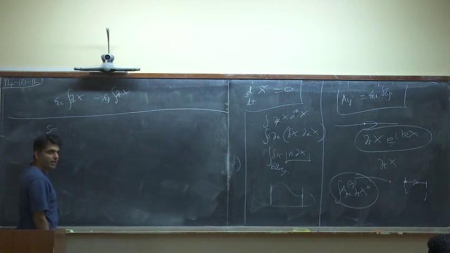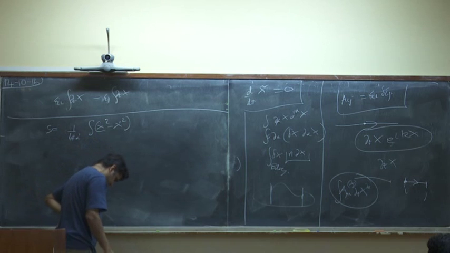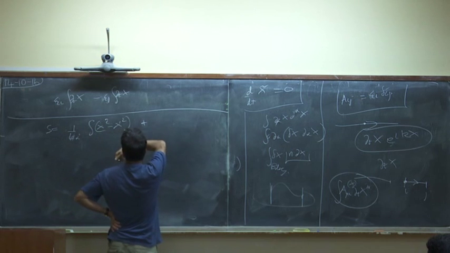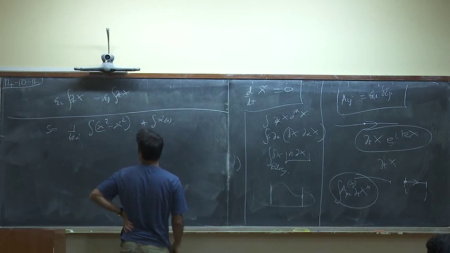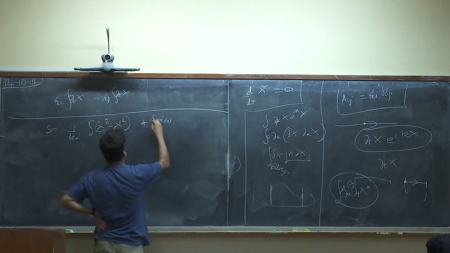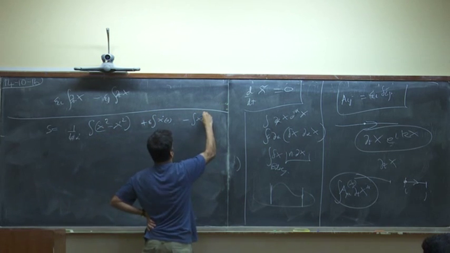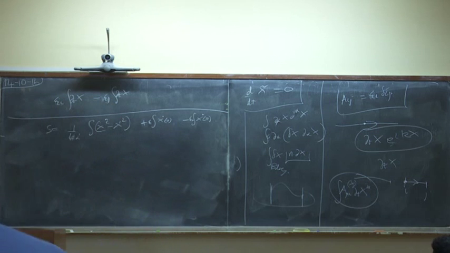Suppose we have an action, which was S is equal to 1 over 4 pi alpha prime, then we had x dot squared minus x prime squared, and then plus x of 0 dot with some zeta 1 minus x of pi dot with some zeta 2. Let's suppose we have some action. Okay. Now let's start honestly and compute.